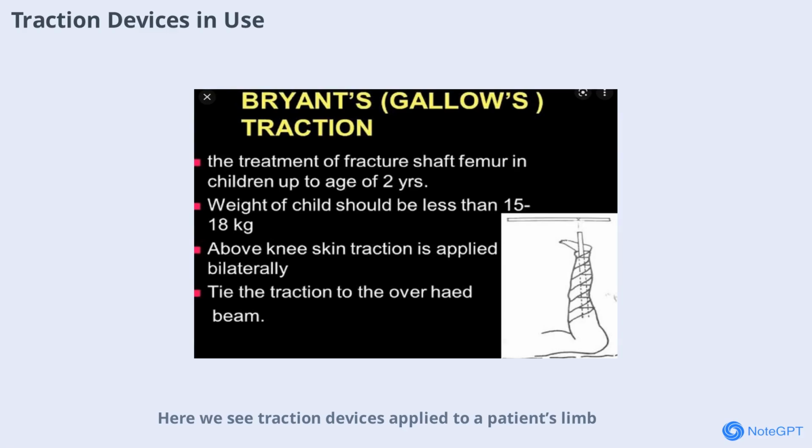Here we see traction devices applied to a patient's limb. The setup includes weights, pulleys, and supports to maintain proper alignment and immobilization. Traction is a key component of orthopedic management, especially in cases of complex fractures or dislocations. Understanding the setup and monitoring for complications are essential for safe and effective care.